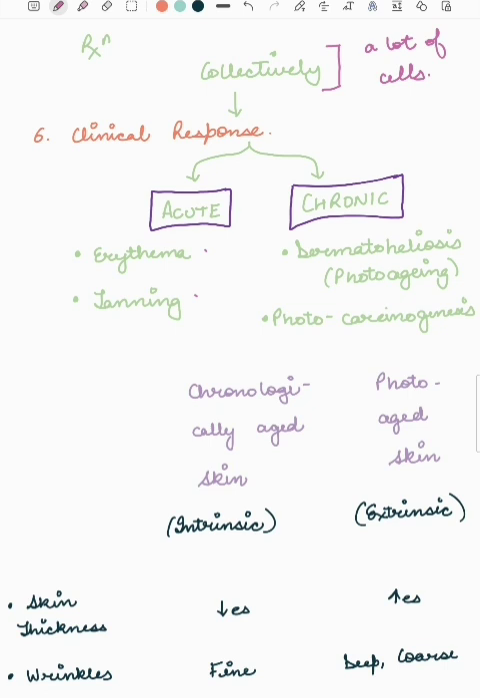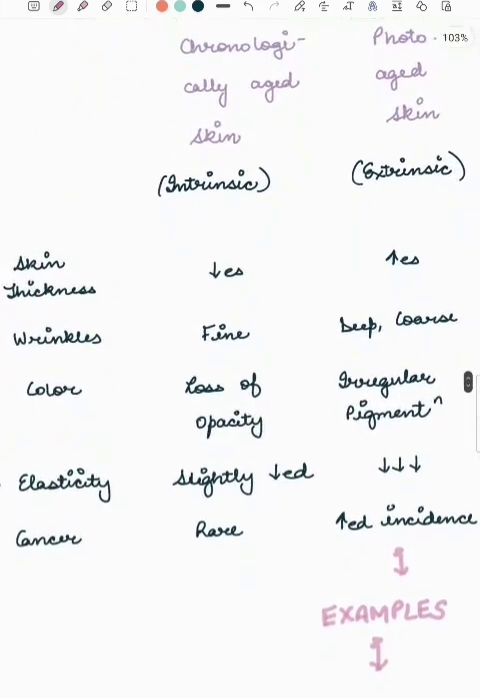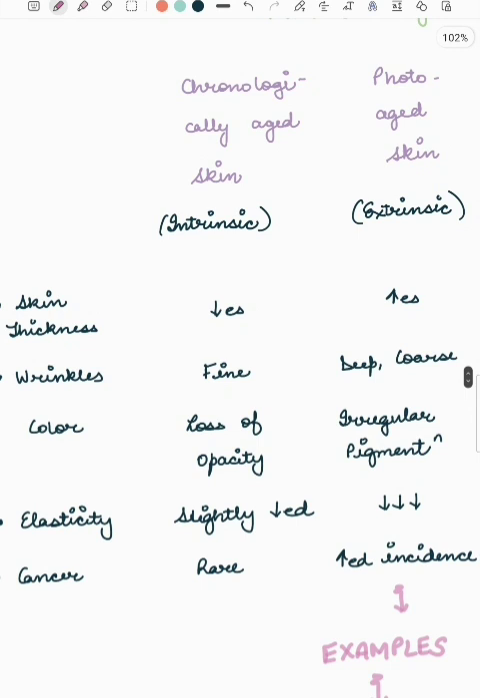Now finally, we will study a few differences between chronologically aged skin and photo-aged skin. This one slide, you can take a screenshot of this, because in this we will be studying the differences between intrinsic aging and extrinsic aging. Intrinsic aging means that normally, chronologically also, your skin will age. As your age increases, certain changes will occur in the skin. Now these changes will be augmented by sun. The sun rays will cause some sort of extrinsic aging also.